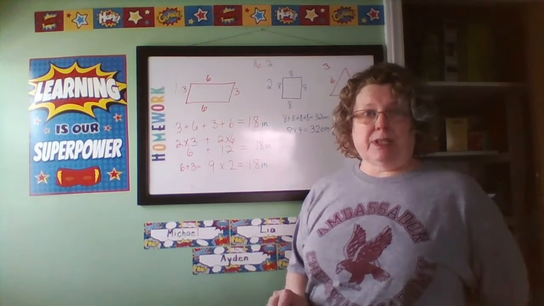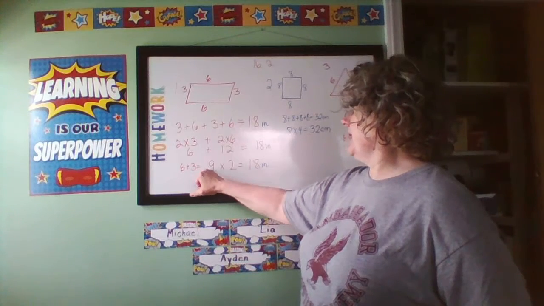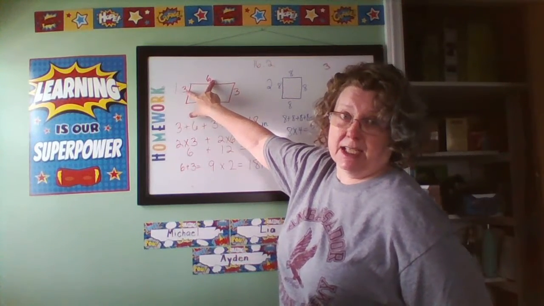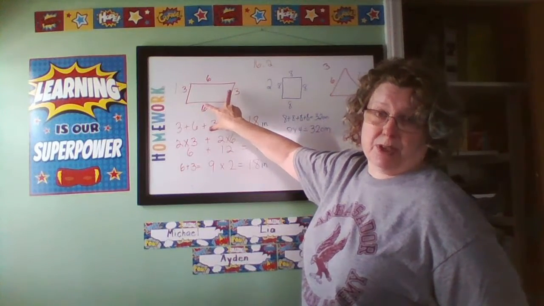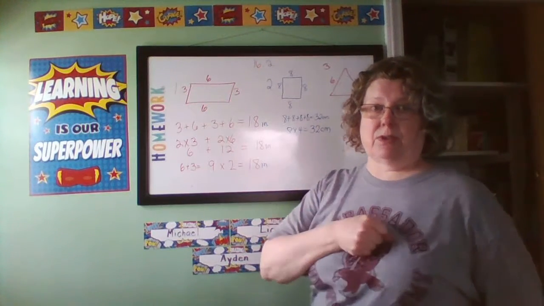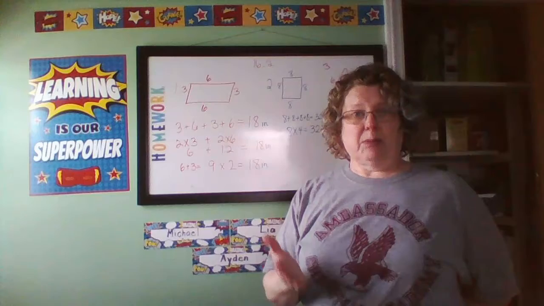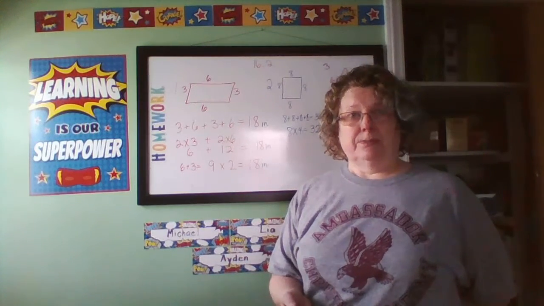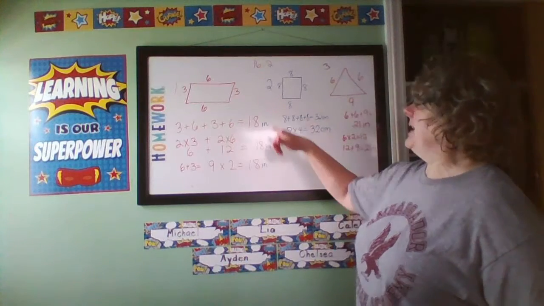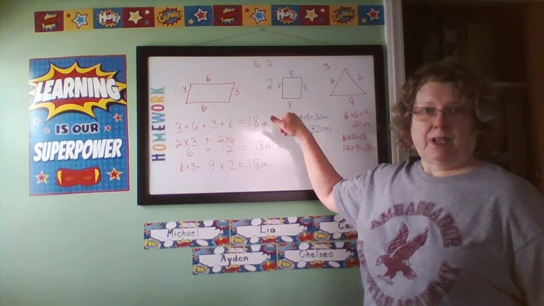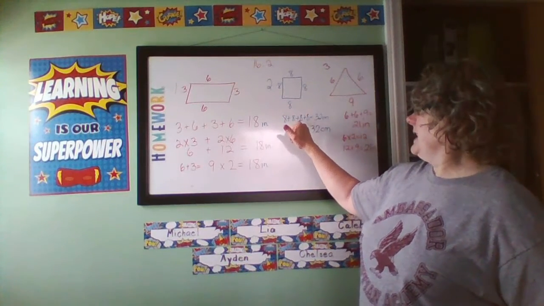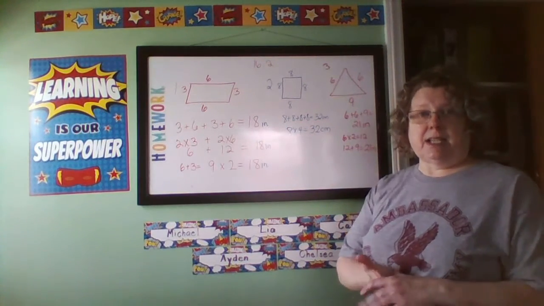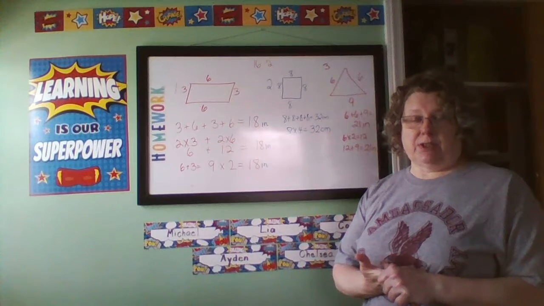The third way you could have done it is 6 plus 3 is 9. So you're taking these two sides, putting them together, 9, and then multiplying it times 2 because there's 2 of those. That also would give you the 18. It doesn't matter which way you did it, just make sure you got your correct answer. Number 2 is a square, so all the sides are alike. So we could have done 8 plus 8 plus 8 plus 8 to get 32, or we could have done 8 times 4, which also would give us 32.